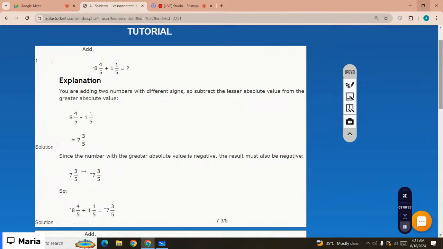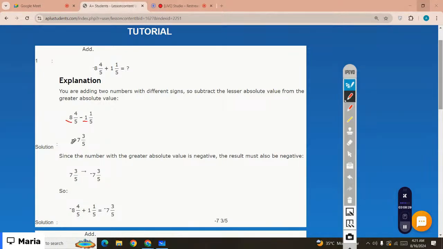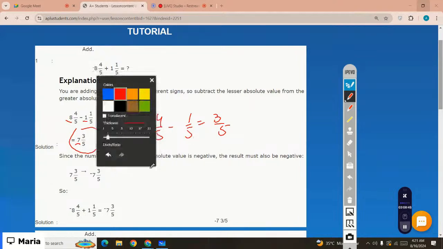You have to subtract the same way. Just look at their whole numbers. You have to do 8 minus 1. 8 minus 1 is 7. Then look at their fractional part. 4 by 5 minus 1 by 5. So 4 minus 1 is 3, that is 3 by 5, right? That is 7 whole 3 by 5. Since the number with a greater absolute value is negative, the result must be negative because 8 is a greater number with a negative sign. So the answer must have a negative sign. That would be negative 7 whole 3 over 5. Got it?